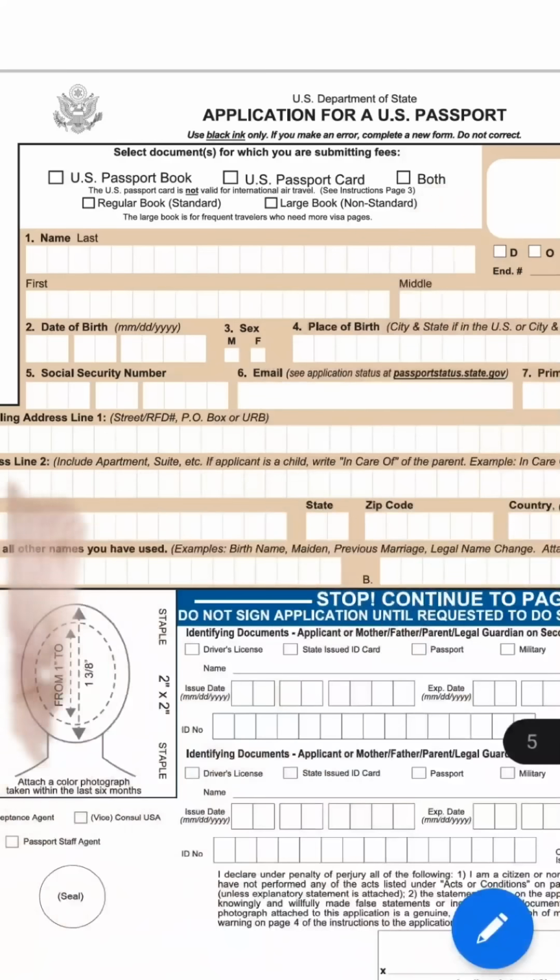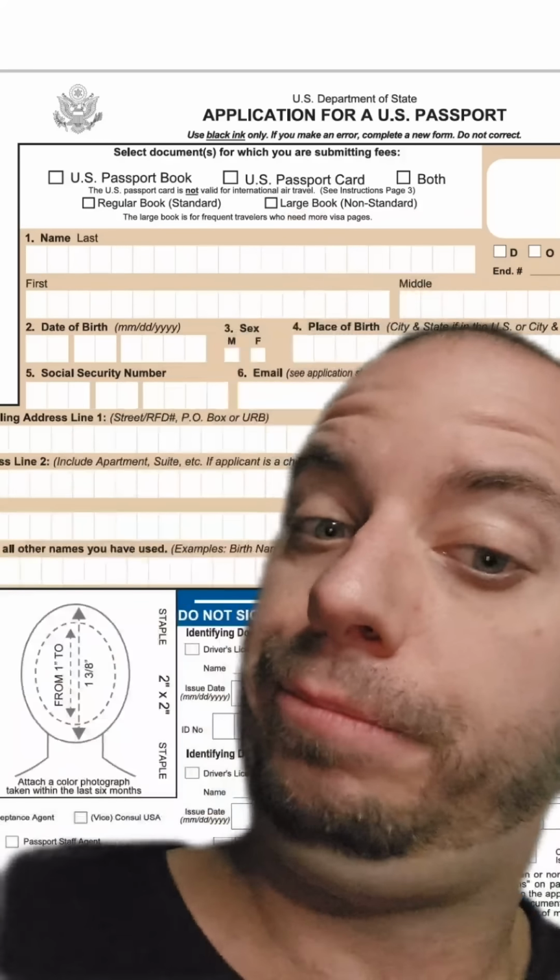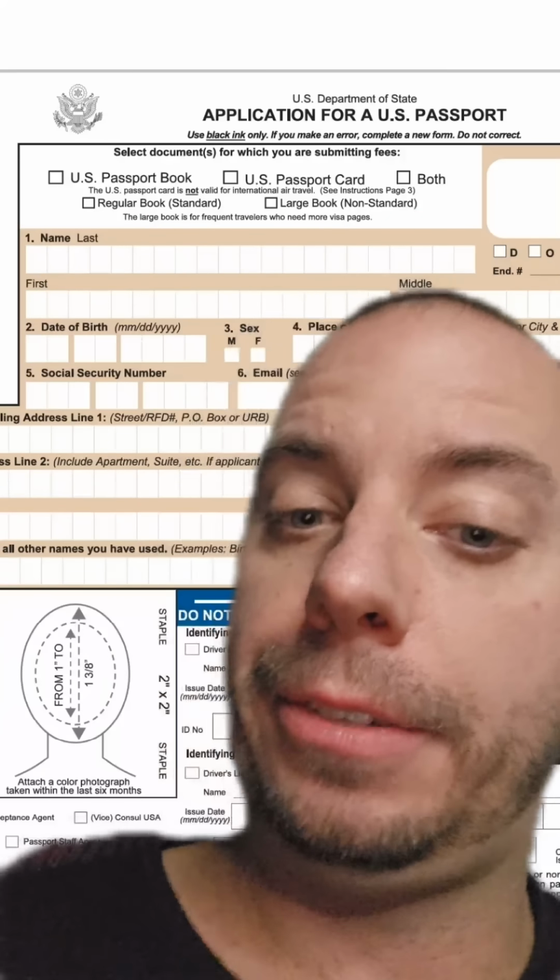On the DS-11, the application for a U.S. passport, you can get a U.S. passport book, U.S. passport card, or both. A lot of people don't realize, too, that you can get a regular book or a large book. Get that card, carry that card.